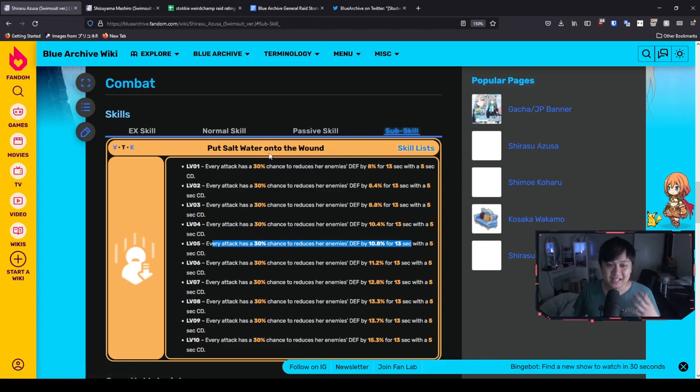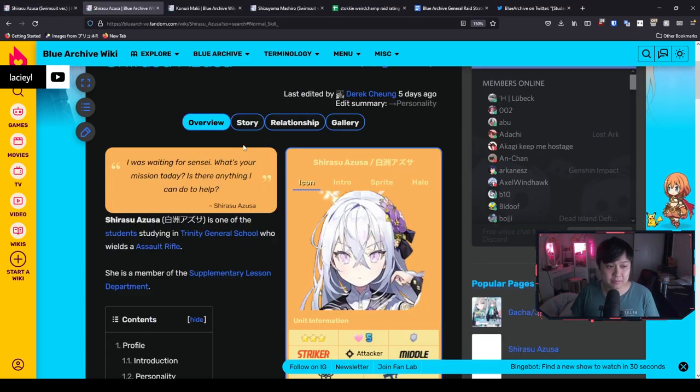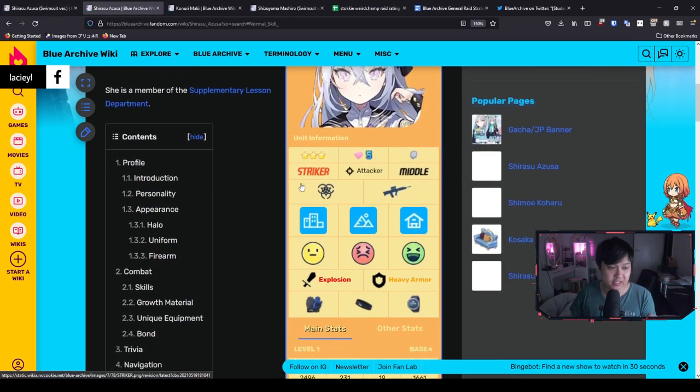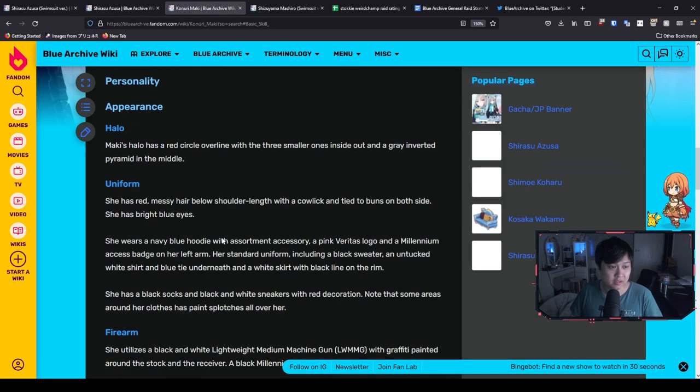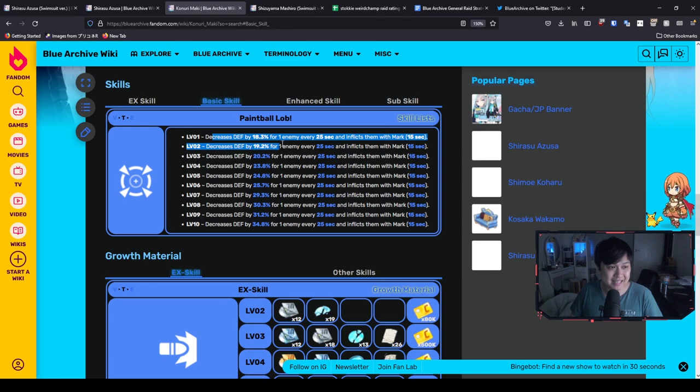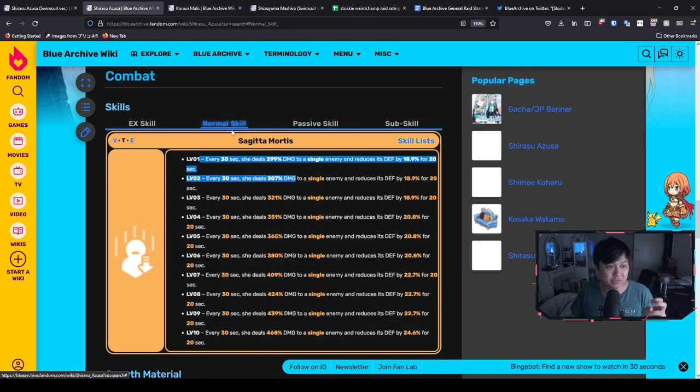So in a nutshell, defense down skills only stack if they are not of the same type of skill. Let me pull up a little example. Exhibit A, we have normal Azusa over here. If I scroll down to her skills, you will see that her defense down skill is on the normal skill. Now, if I was to go over to Maki over here, Maki also has a defense down skill on her basic skill. And so what I am saying is that this skill, Paintball Lob, the basic skill defense down, will not stack with this normal skill.